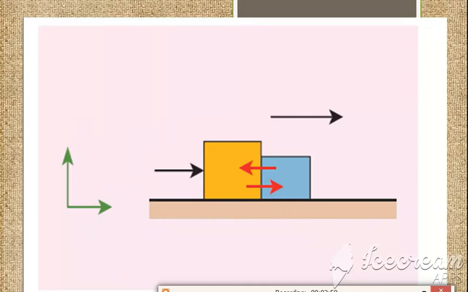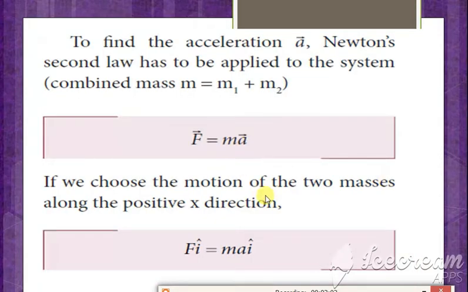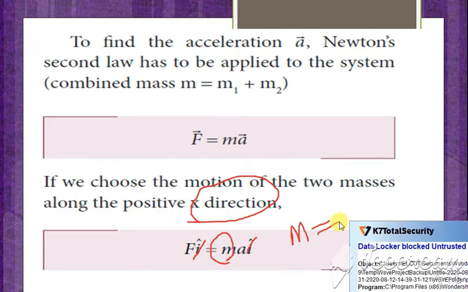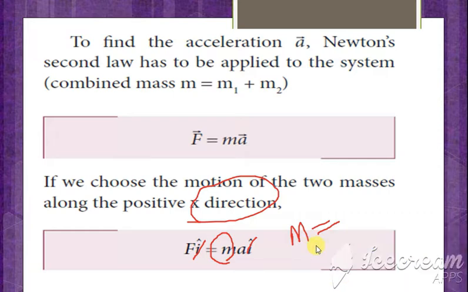Taking Newton's second law, F is equal to m into a. Since the particle is moving only along the x direction, we write this as F into i cap is equal to m a into i cap. Just neglect the i on both sides. And instead of this m, what are the masses it has here? Two masses, is it not? What are the two masses?